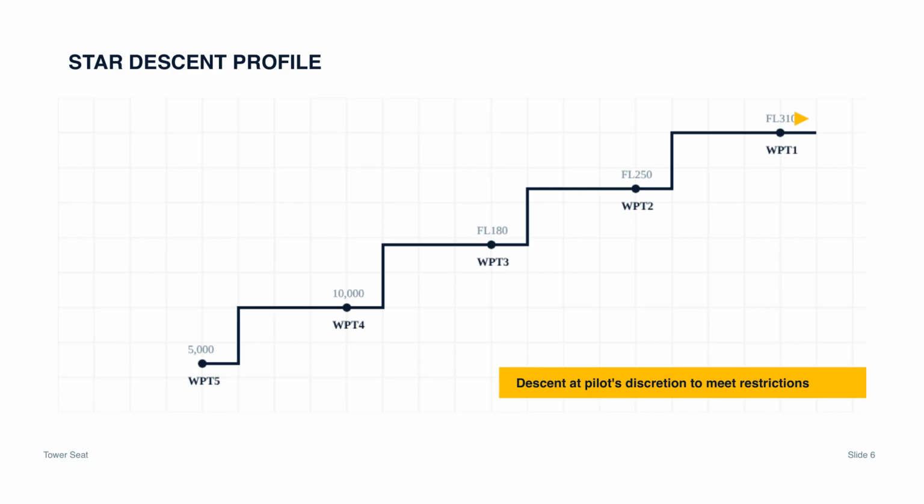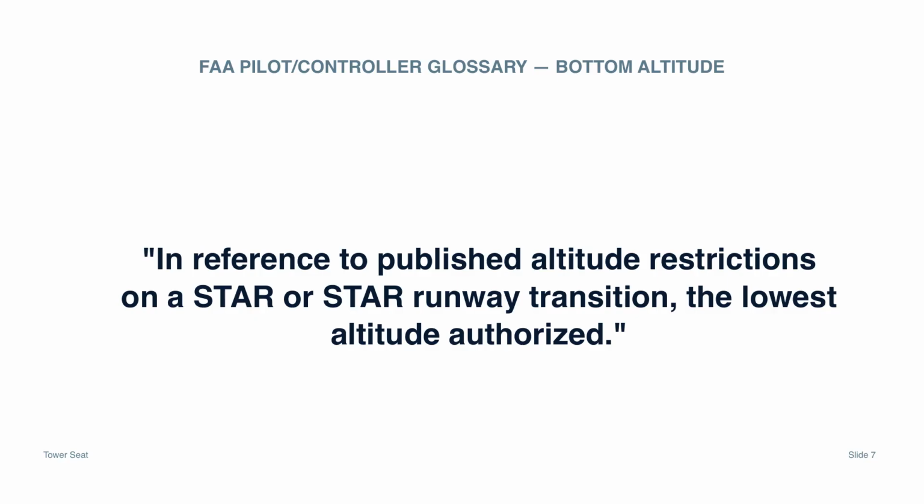But the 65 also permits the controller to issue a bare descend via with no altitude transmitted at all. In that case, the floor is the bottom altitude of the procedure, the lowest altitude published on the chart. No altitude on the radio. Both sides are expected to know it.